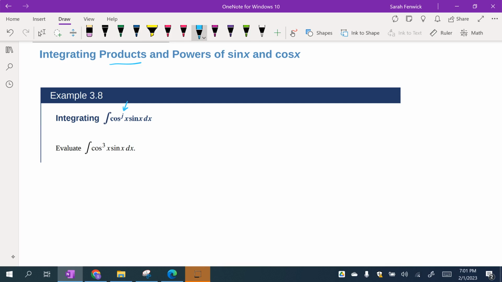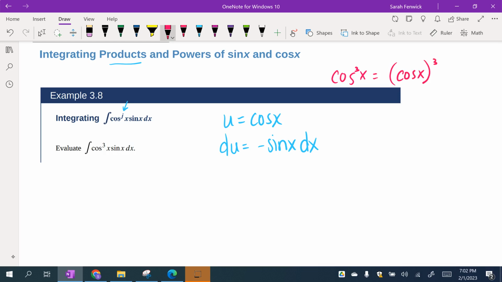So here we have cosine to a power x times sine x dx. In this case, we're going to let u equal cosine x, and du in that case would be negative sine x dx. I do want to point out real quick something that a lot of people don't think about. When you see cosine to the third x, that's the same as cosine x parentheses to the third. The x isn't to the third, it's just the cosine, but you can write it both ways.